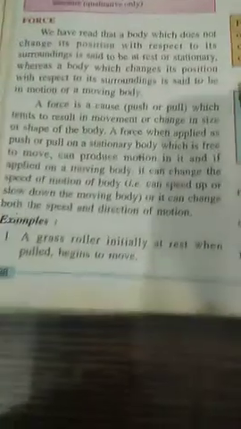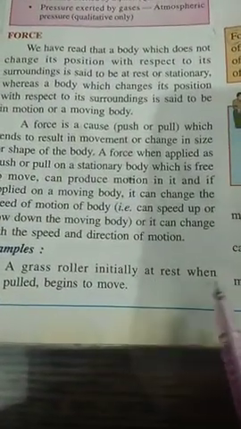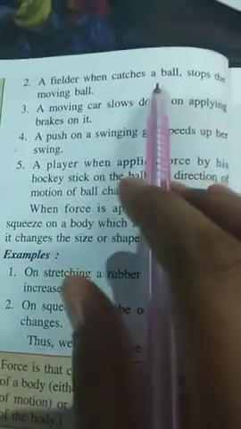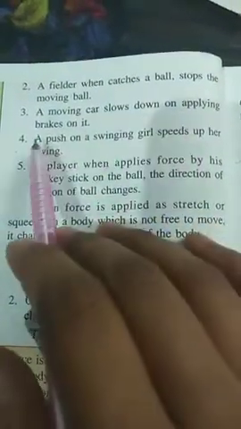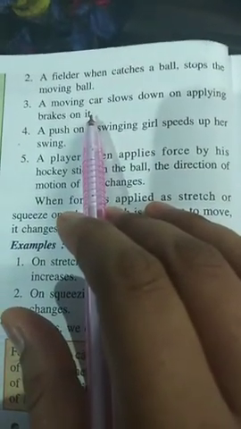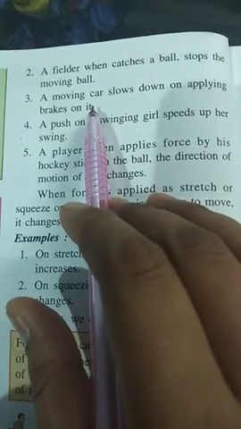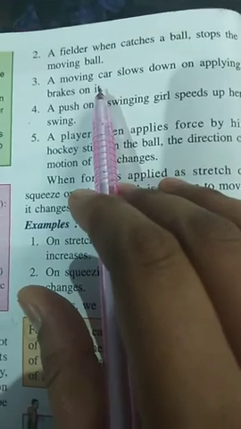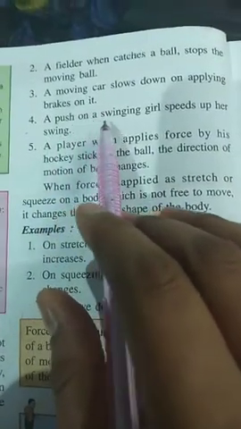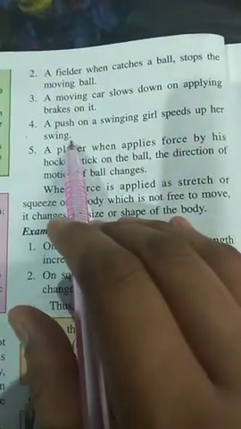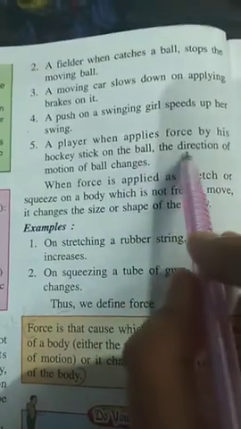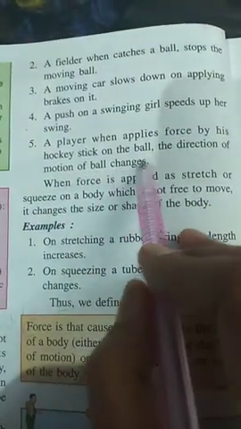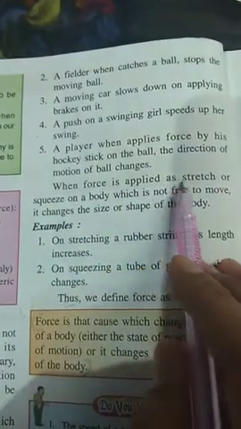Now here we have some examples which are given in your book. A grass roller, initially at rest, when pulled begins to move. A fielder, when he catches a ball, stops a moving ball. A moving car slows down on applying brakes on it. So force can also stop the moving body. For example, when a fielder catches a moving ball, the ball stops in the hand of the fielder. A push on a swinging girl speeds up her swing. A player, when applying a force by his hockey stick on a ball, changes the direction of the motion of the ball.